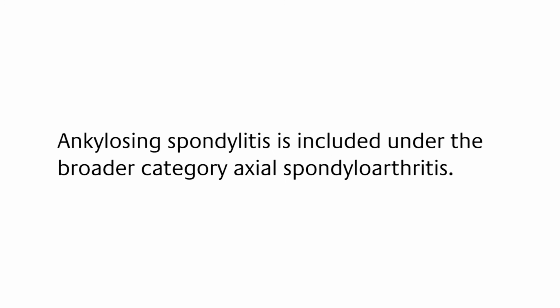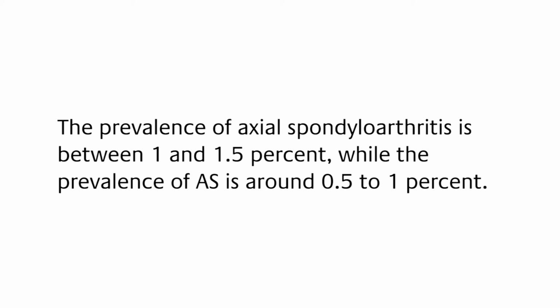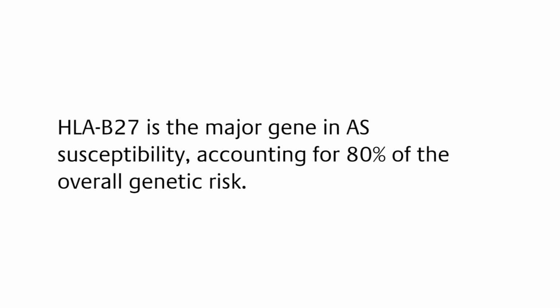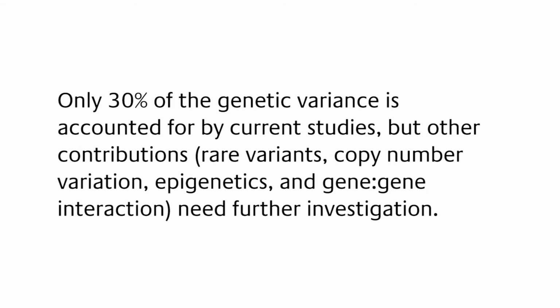And so I'll just conclude here by saying that ankylosing spondylitis is included in the broader category of axial spondyloarthritis. The prevalence of axial spondyloarthritis is between 1 and 1.5%, where the prevalence in the general population of ankylosing spondylitis is about 0.5 to 1%. B27 is the major gene. It accounts for about 80% of the overall genetic risk.